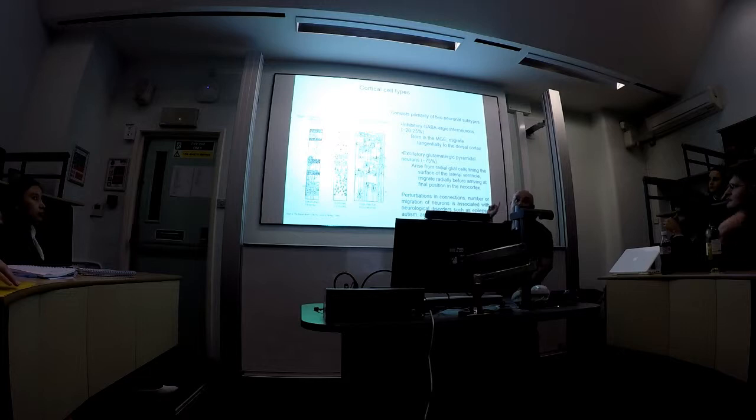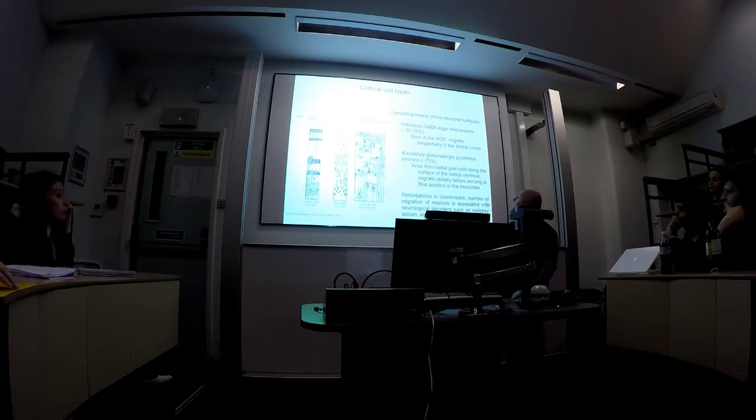You get the inhibitory GABAergic neurons, which account for 20–25% of these neurons, and these are born in the medial ganglionic eminence, or MGE, and they migrate tangentially into the dorsal cortex. The vast majority of neurons in the cerebral cortex are the excitatory glutamatergic neurons, and they arise from radial glial cells lining the surface of the lateral ventricle, and these migrate radially before they arrive at their position in the cortex.